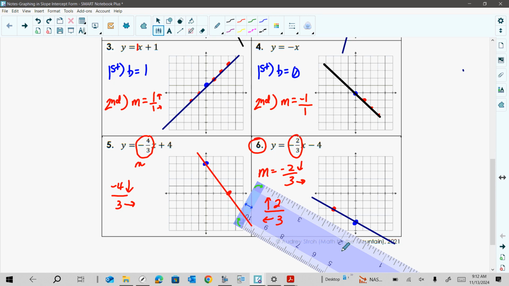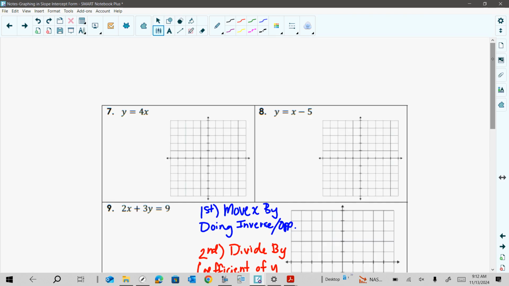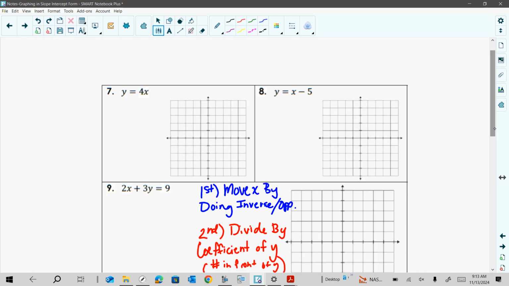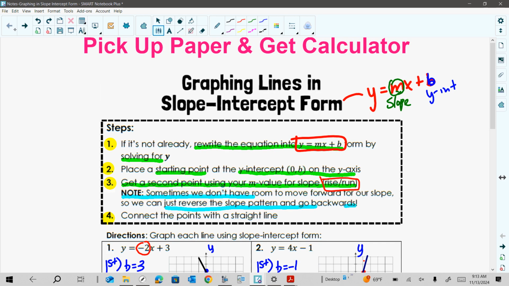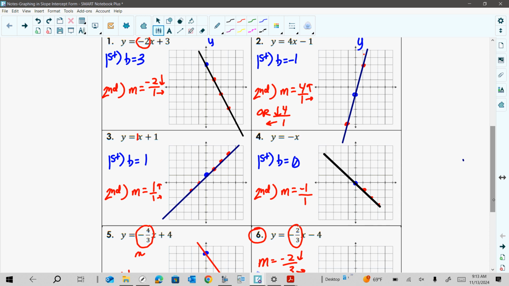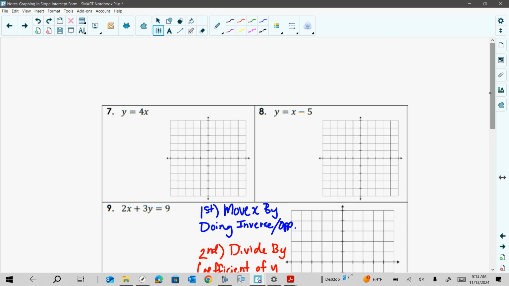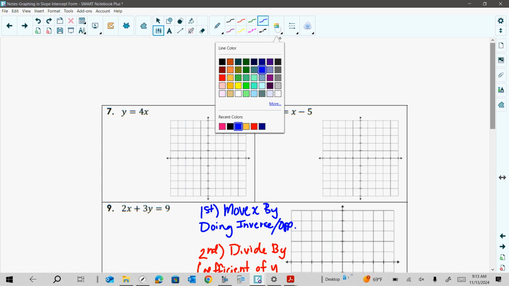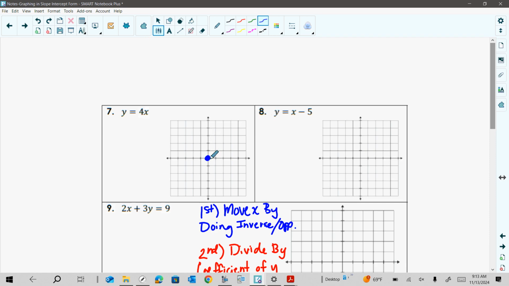All right, so on this next side, we're going to graph the equation y equals 4x. This is similar to, what was it, number 4? Yep. Because we're going to start at 0. Yes, the b equals 0 here. Because we don't have plus or minus anything here, that means b is 0.